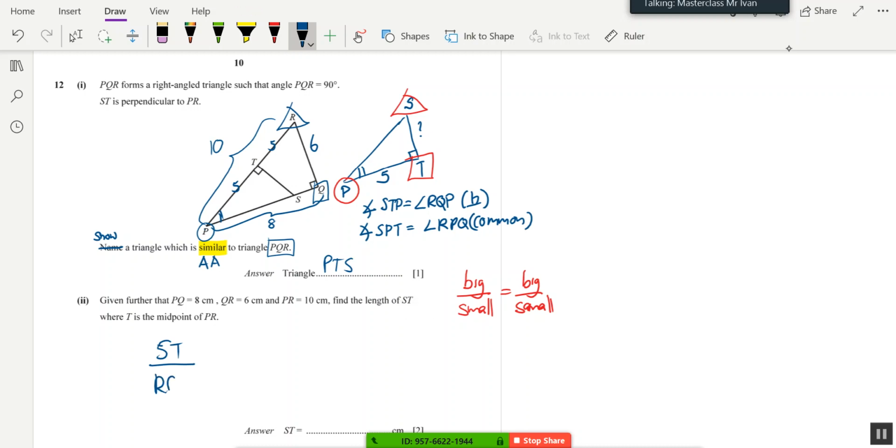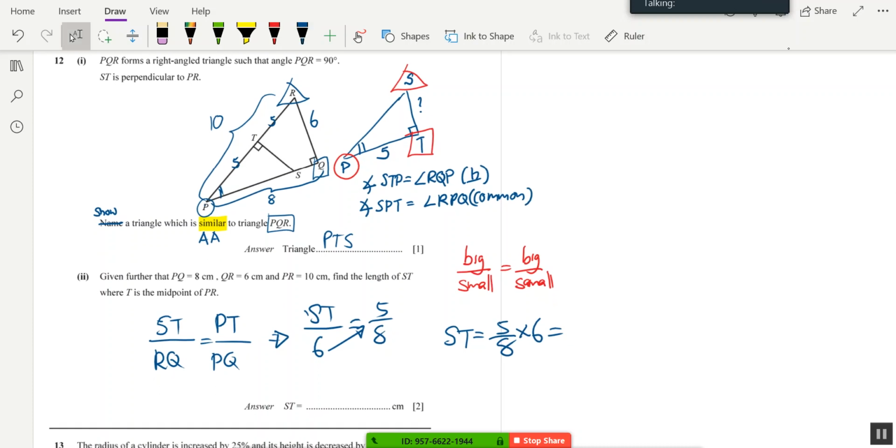RQ. Very good. RQ is equals to, give me another two lengths that correspond. PT over PQ. Yeah. You write this, nothing will go wrong. So this means that ST over 6 is equals to 5 over 8. Then just multiply the 6 up to them. ST is equals to 5 over 8 times 6. Work it out on your calculator. You can leave it in decimal, it's fine. Or you can cross multiply also. You cross multiply, no use, you got to divide the 8 again, because this is the unknown.